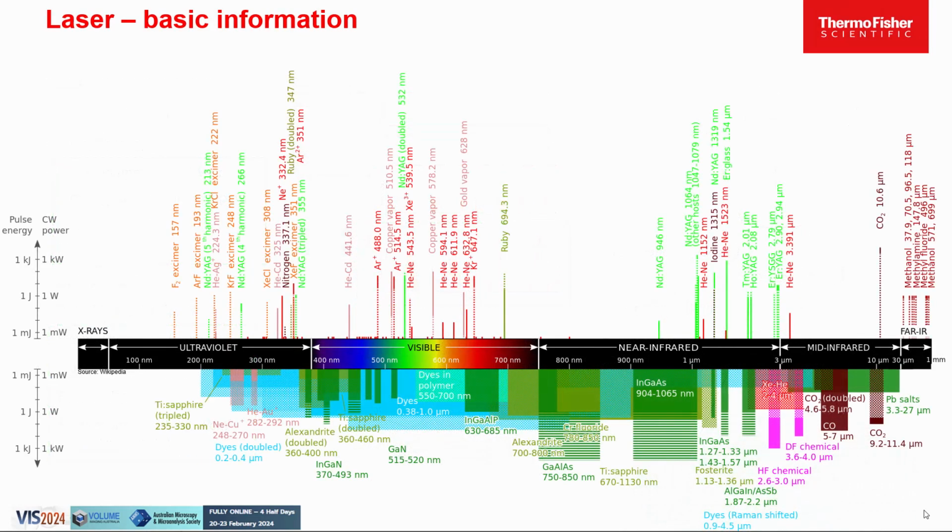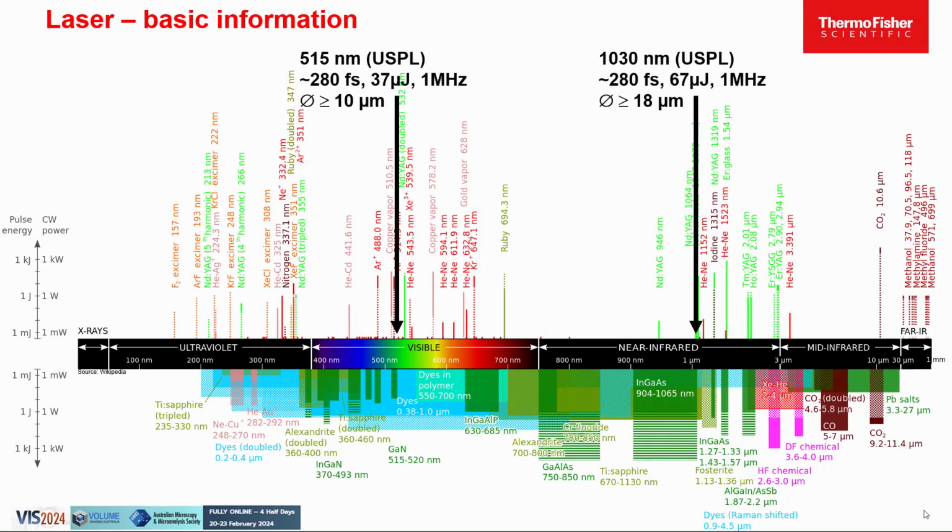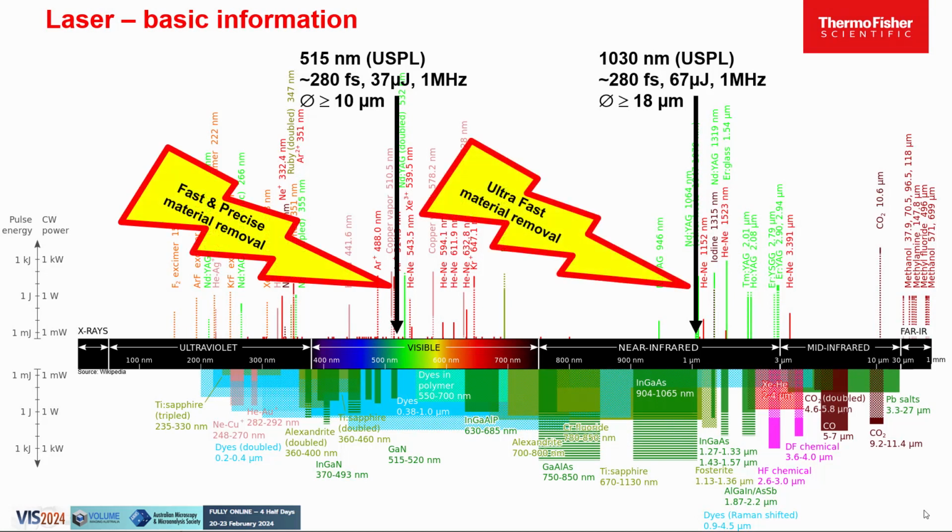There are plenty of commercial lasers having different power parameters and wavelengths. The most common is carbide, ultra-short pulsed laser tuned to green and near-infrared pulses, for fast and precise, ultra-fast material removal.